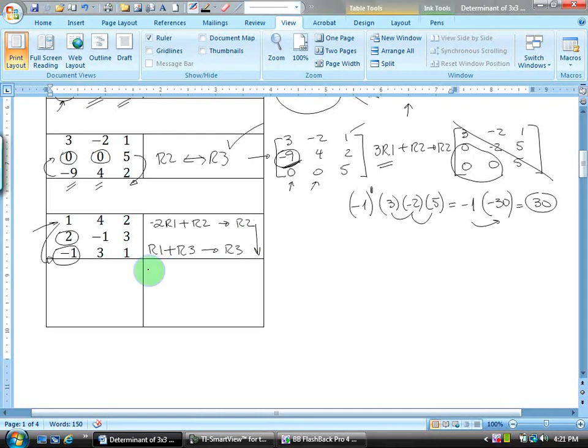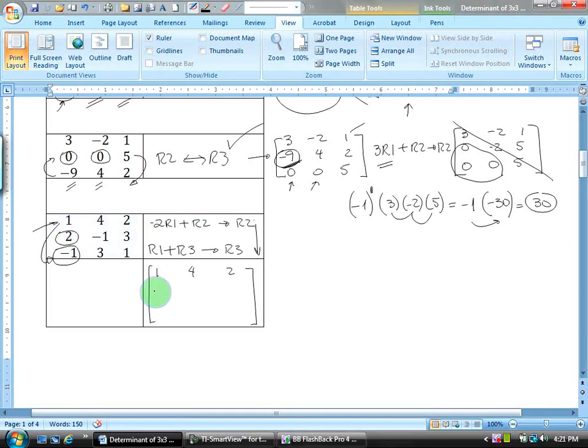Note, row 2 and 3 are changing. Row 1 stays the same, so I'm going to copy it. Now, what happens to row 2? It's minus 2 row 1 plus row 2.